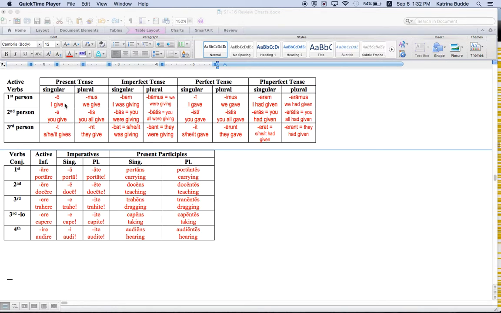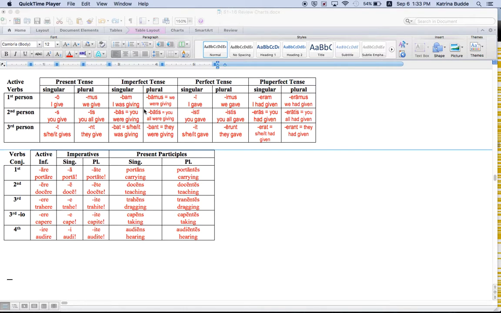Translations, just for example, and I just randomly picked the verb to give. I give, you give, he, she, it gives, we give, you all give, they give. There's also the imperfect tense. The endings are bam, bas, bat, bamus, batis, bant. Thankfully, for most of them, all except the first person singular, we still have our s, t, mus, tis, nt, just like over in the present tense.